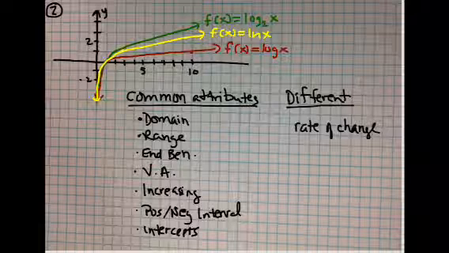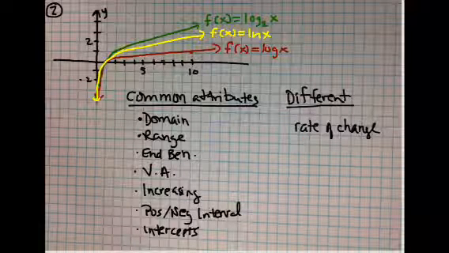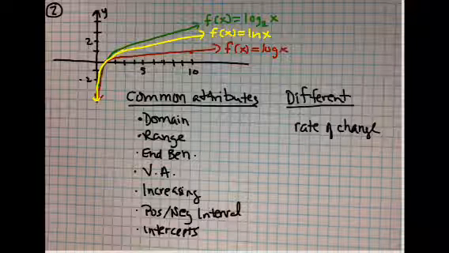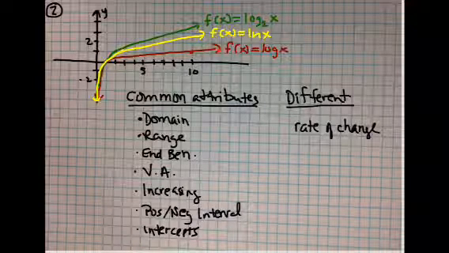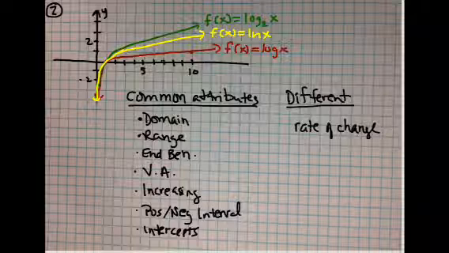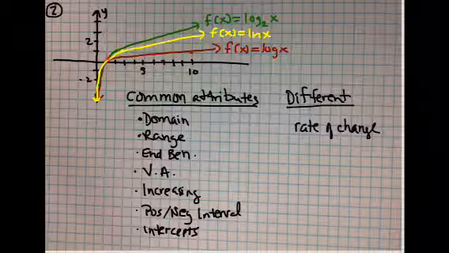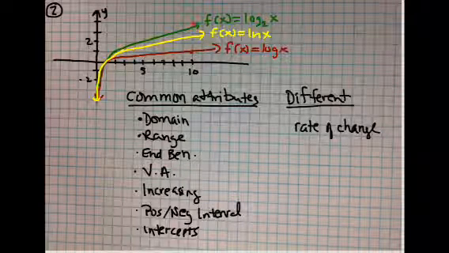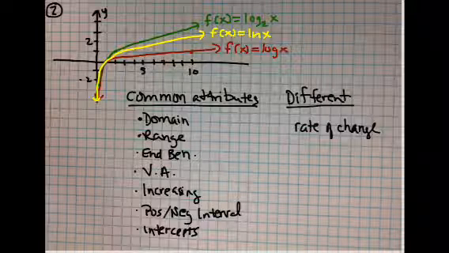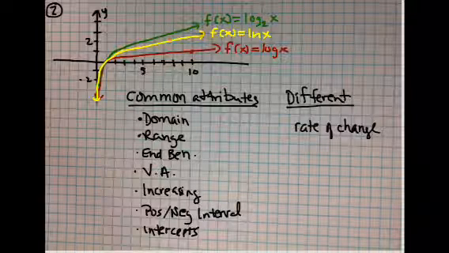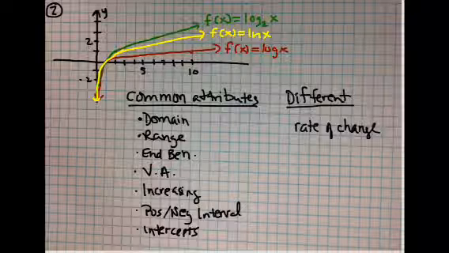The only thing that's different is the rate of change. Because notice how log of x is flatter, so it changes slower than log base 2 of x, which is steeper, so it changes faster. And then natural log is kind of in the middle. Okay, and that's all they wanted you to write for this one.